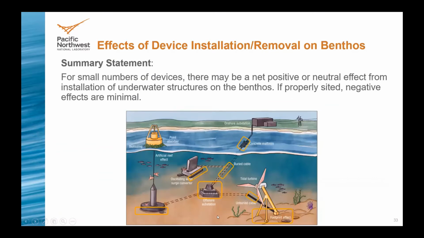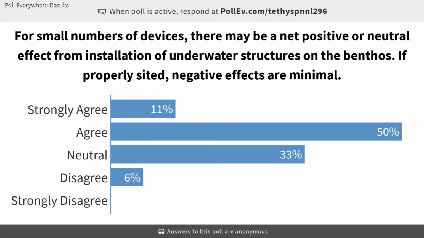As Leneg mentioned, for each of these categories, we're providing that summary statement for the effects of habitat change with the intention of guiding us towards risk retirement. These studies and other key studies of effects of device installation and removal show that for small numbers of devices, there may be a net positive or neutral effect from installation of underwater structures on the benthos. If properly sited, negative effects are minimal.